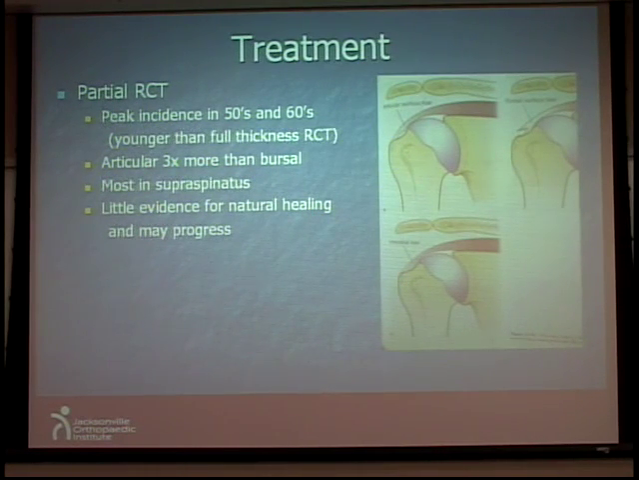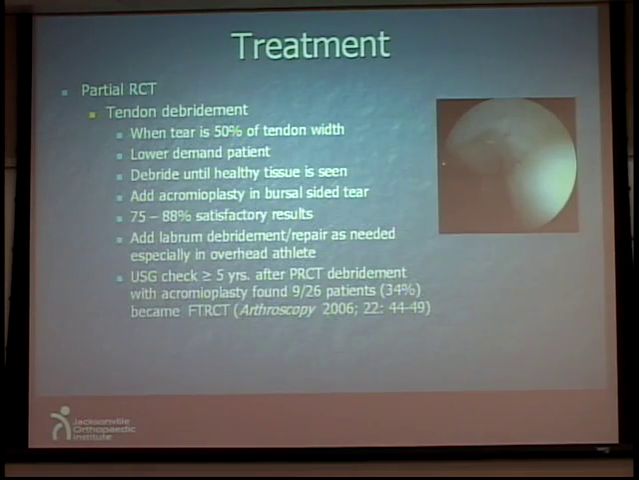A word on partial rotator cuff tears. This is seen earlier than the full thickness rotator cuff tears, which are seen more commonly over the age of 60. Partial tears are seen in their 50s and 60s, and they can be divided into articular tears here, which is inside the joint, and bursal tears here, which is superior to the joint on the subacromial side. Also, these have not been shown to heal spontaneously.